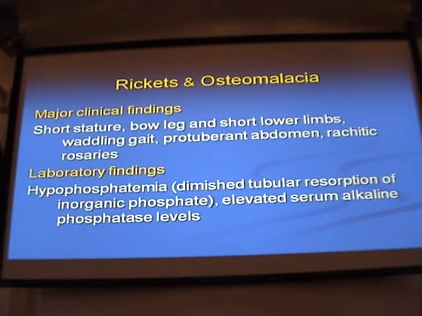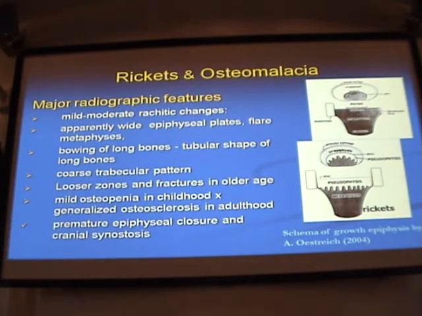Laboratory findings: the typical is hypophosphatemia and elevated serum alkaline phosphatase levels. In congenital cases, hypophosphatemia is caused by diminished tubular resorption of inorganic phosphate. Major radiographic features: mild or moderate rachitic changes in congenital cases; in acute vitamin D deficiency, there are severe rachitic changes.